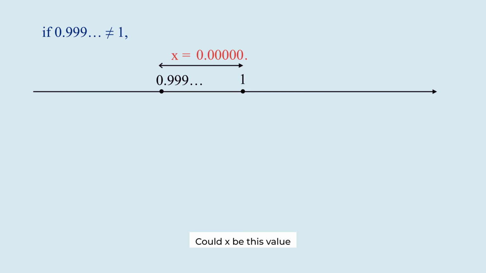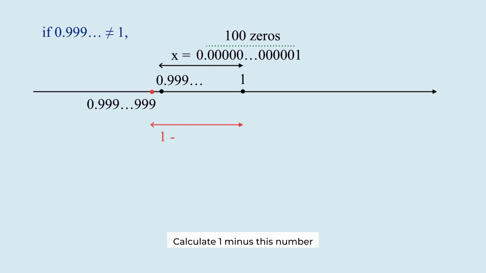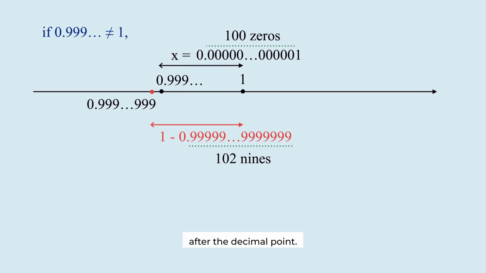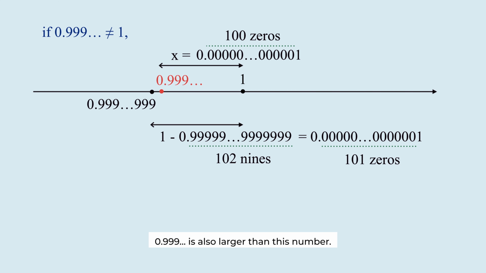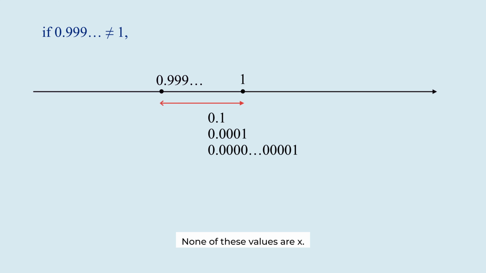Could x be this value with 100 zeros after the decimal point? Calculate 1 minus this number with 102 nines after the decimal point. The result is this number with 101 zeros after the decimal point. 0.9 repeating is also larger than this number, so x can't be this value. None of these values are x.